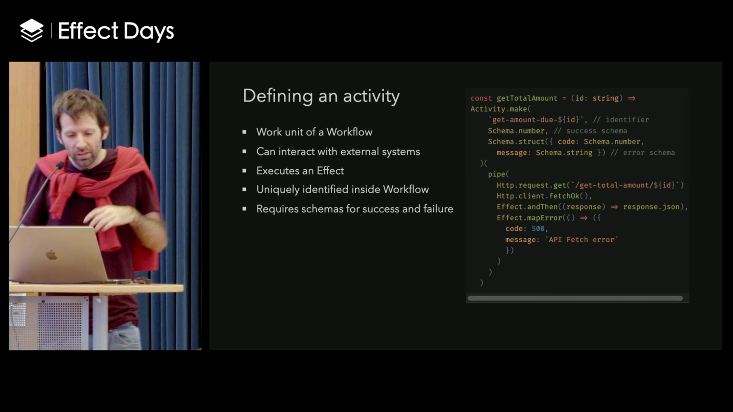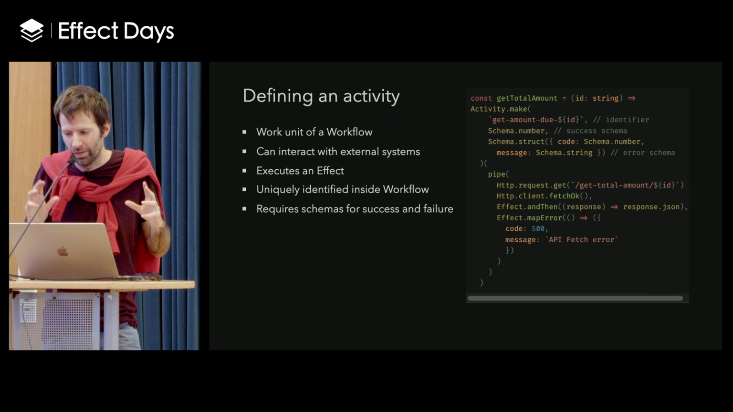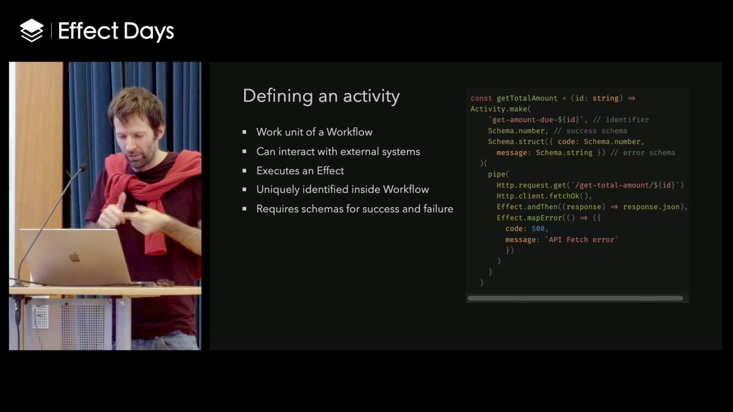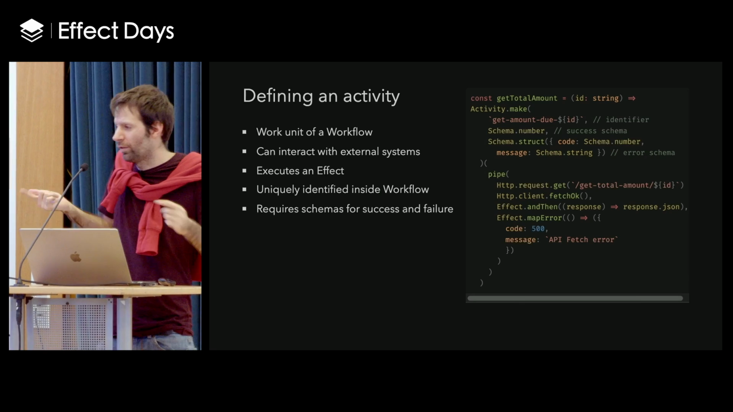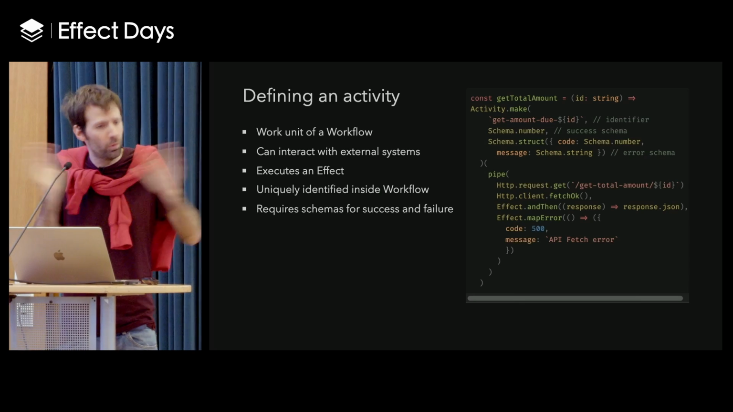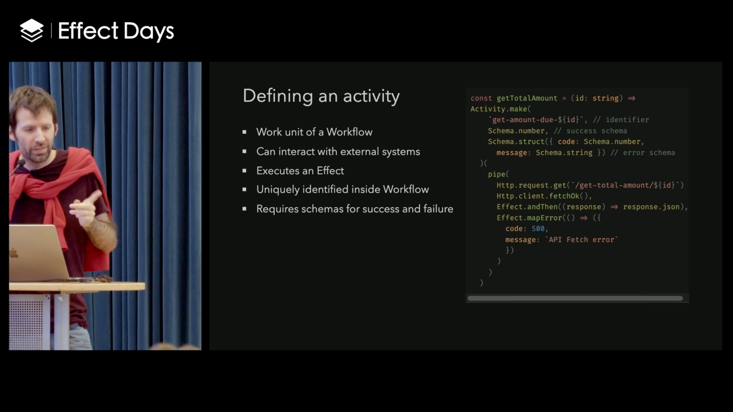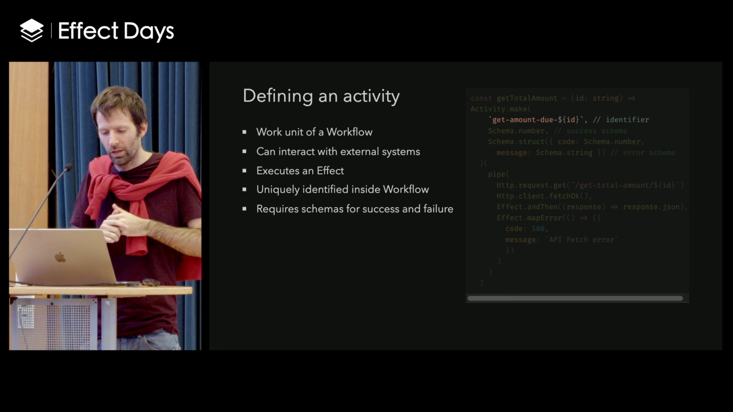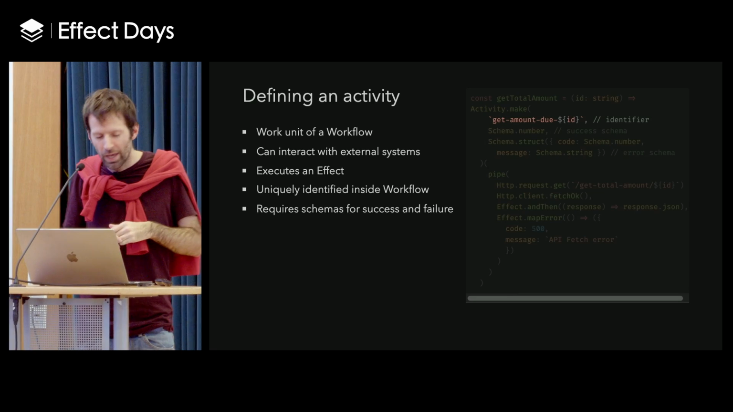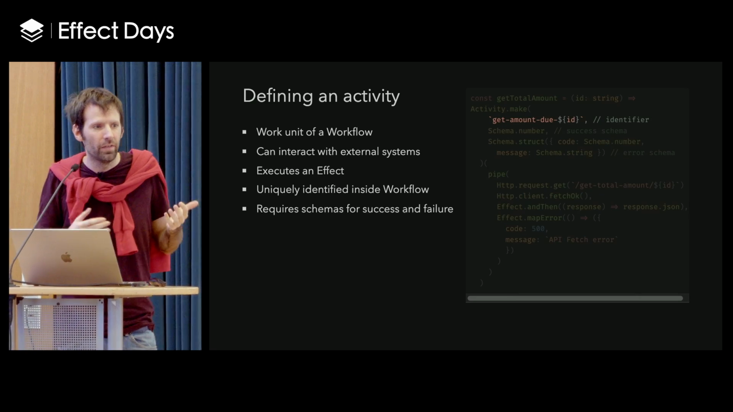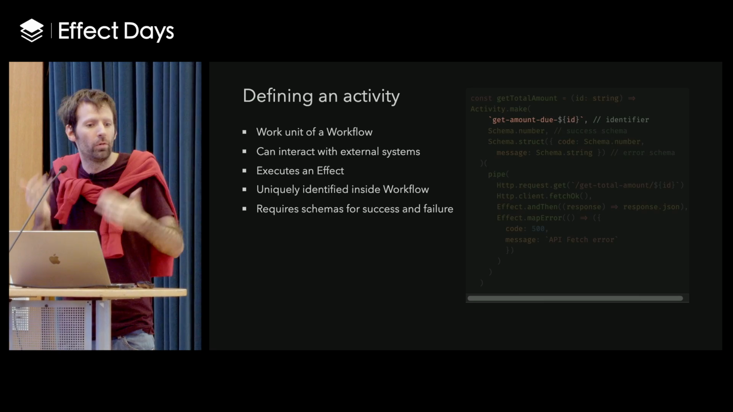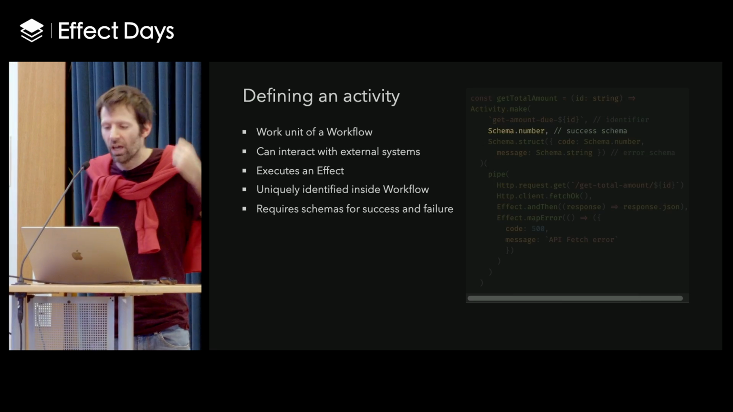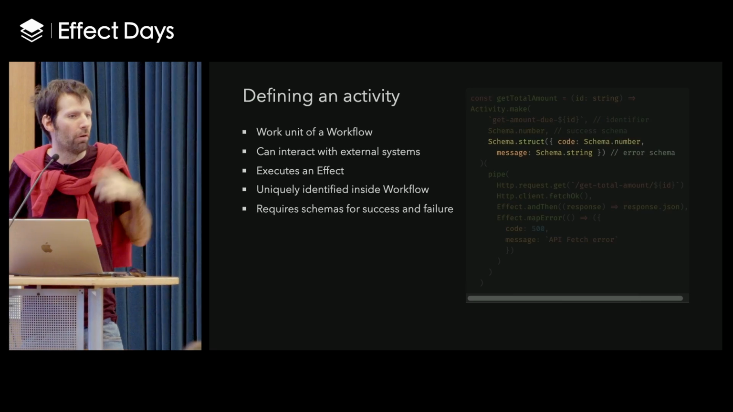So let's see how we can implement that using Effect Cluster workflow. The first building block we want to define is an activity. And an activity can do basically whatever you want. Whatever we said before, you can do things on a database, you can make HTTP calls, you can write on the file system, whatever you want. An activity needs to be identified in some unique way, using a unique string inside the execution of the workflow. And as I said before, behind the scenes, there is some kind of persistence, some kind of durable log keeping track of the execution. So that's why you also need to provide schemas for the success and the error type of your activity.